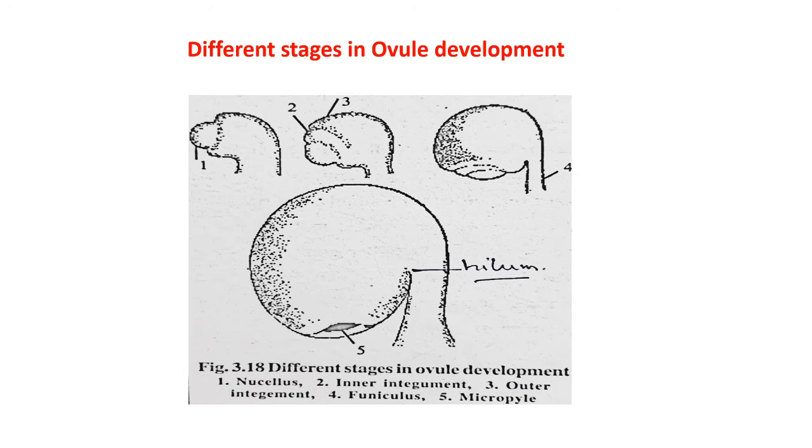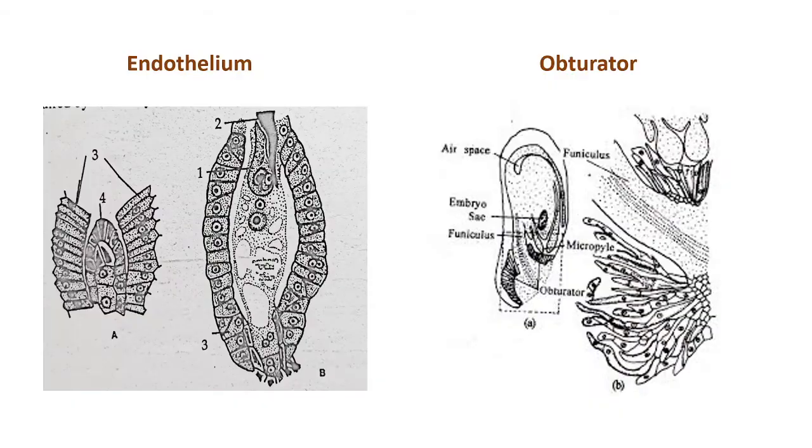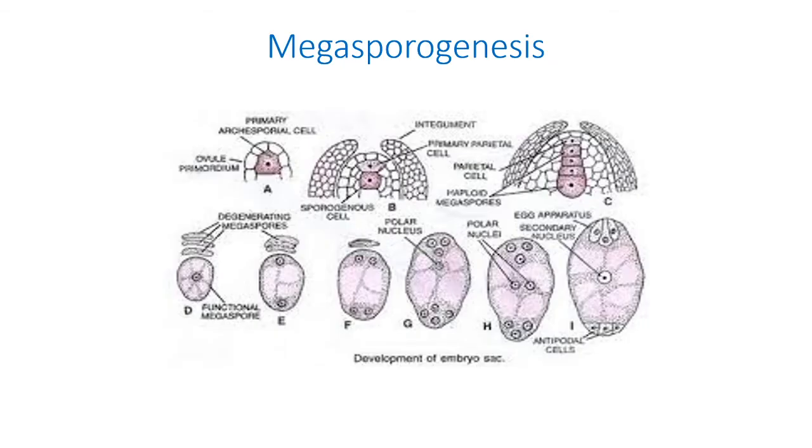The megaspore mother cell is in diploid stage, not yet meiotic division occurred. Now, the most important meiotic division occurs in the megaspore mother cell. This megaspore mother cell is large in size when compared to all other cells. Then it has a dense cytoplasm and a conspicuous nucleus. Okay. So you can see here, this is the primary archisporial cell.